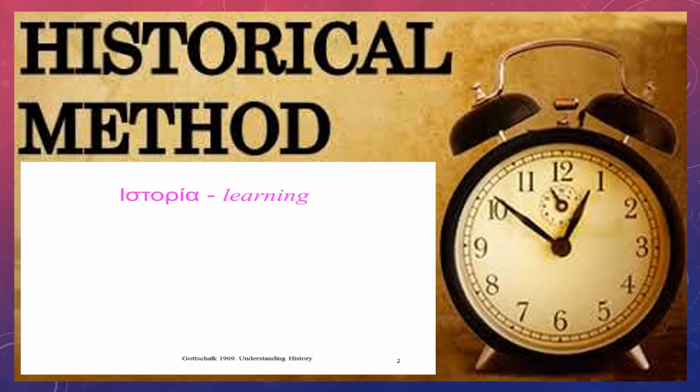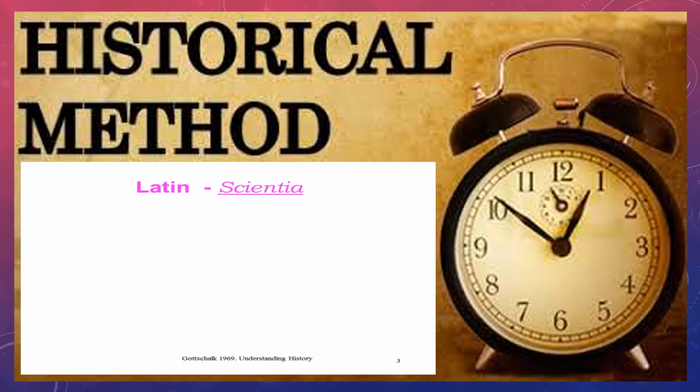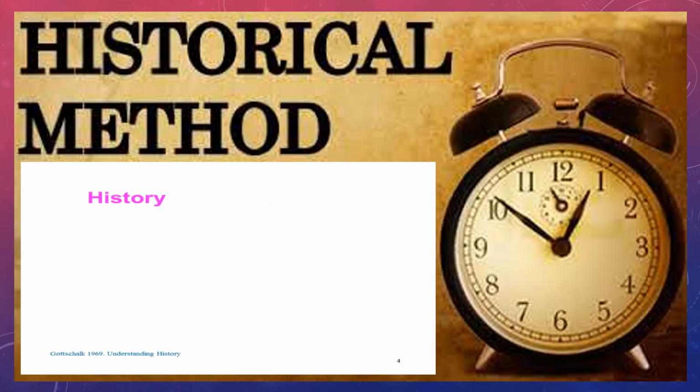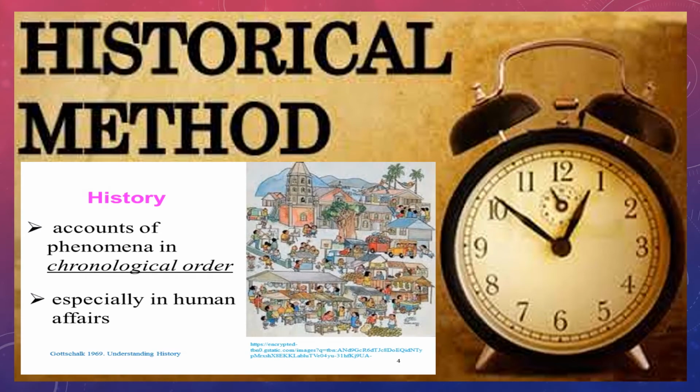The term history came from the Greek word historia, which means learning. As Aristotle puts it, it is a systematic account of a set of natural phenomena, whether chronological or not. In the course of time, the Romans introduced the term science, coming from the Latin word scientia, which pertains to non-chronological systematic accounts of natural phenomena. The term history then became exclusively ascribed for chronological accounts of phenomena, especially on human affairs.